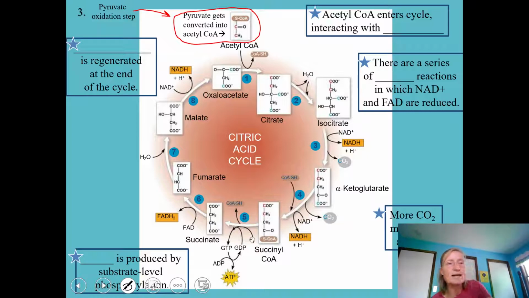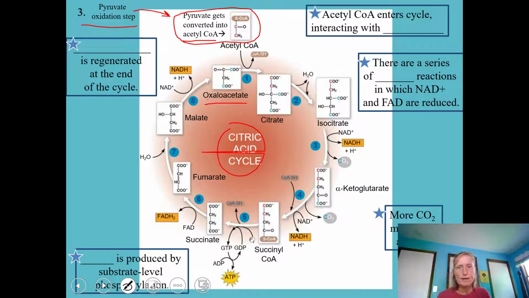So up at the very top, the pyruvate oxidation step has happened. So pyruvate gets converted into acetyl-CoA. Acetyl-CoA is this kind of unstable molecule. And what happens then is we've got this circle of reactions, don't we? Looks like 8 different reactions happen, and we start with acetyl-CoA interacting with oxaloacetate. But by the end of the citric acid cycle, we end up with oxaloacetate again.